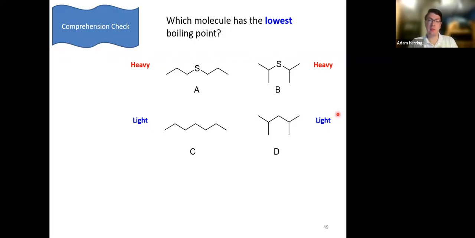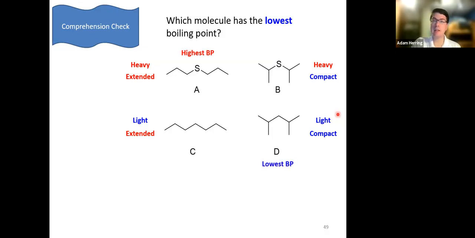Now, since we've put them into their groups by their molar mass, how do we distinguish between them? Well, in this case, we can do it based upon their shape. And we have two that are extended shapes and two that are more compact shapes. And so the ones with the highest boiling point are going to be the heaviest, most extended. The one with the lowest boiling point is going to be the lightest and the most compact. And indeed, if you were to look up the boiling points of these molecules, they would match our predictions.